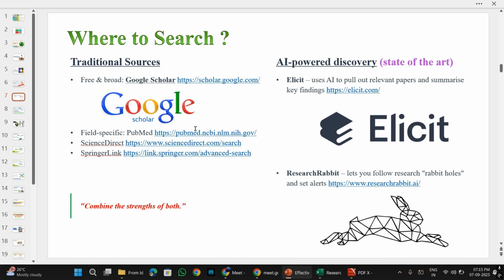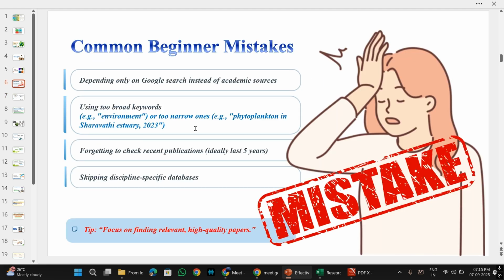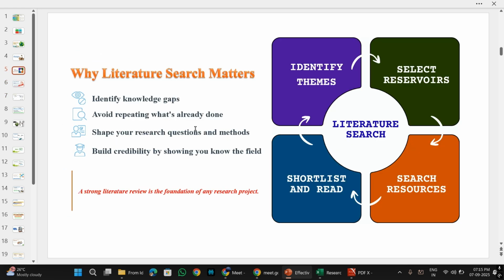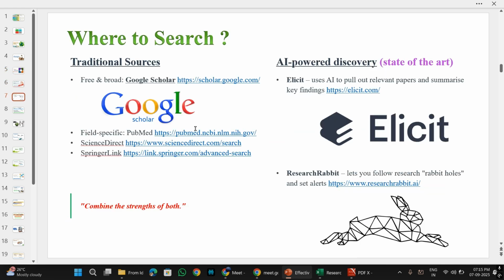Now, where to search? That is the main question. We have understood the common mistakes that we make. We have also understood the significance of this literature search. Then, where to search for this literature? First and foremost, it is Google Scholar. We all go to Google Scholar, right? Google Scholar is a vast reservoir of all the literature that has been published even yesterday. So that paper as well will be coming on Google Scholar. So Google Scholar is a traditional source where we will search.